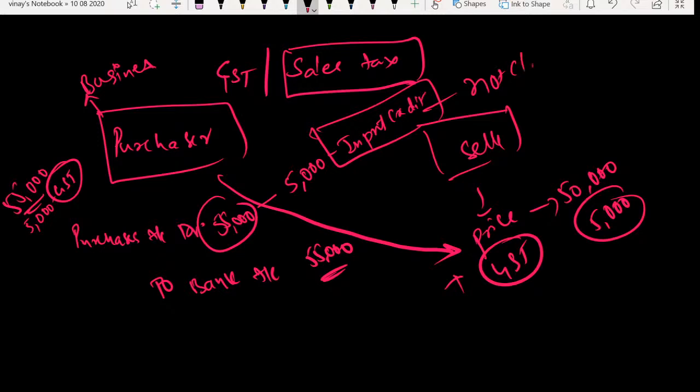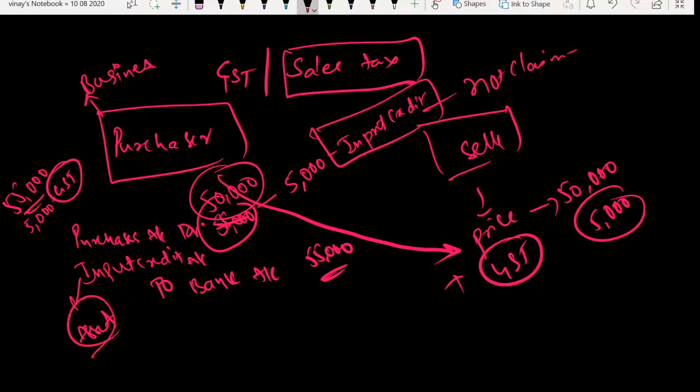When you're not claiming any input tax credit, you can include this 5,000 in your purchase cost. But if you're claiming any input tax credit, you're not allowed to include it. You just write 5,000. So what about the remaining 5,000? Because you're claiming input tax credit, you will write an entry called input tax credit account. This stands as your asset, which is a current asset. That we will come to next.